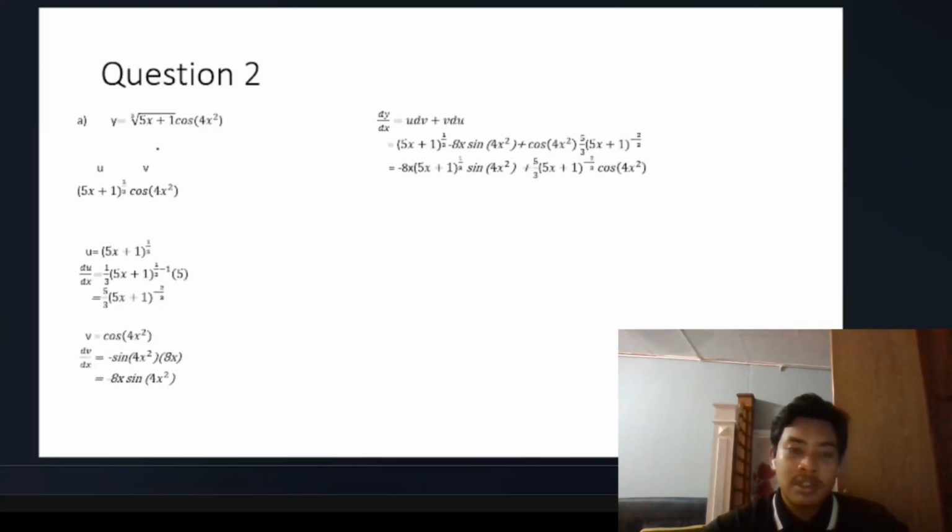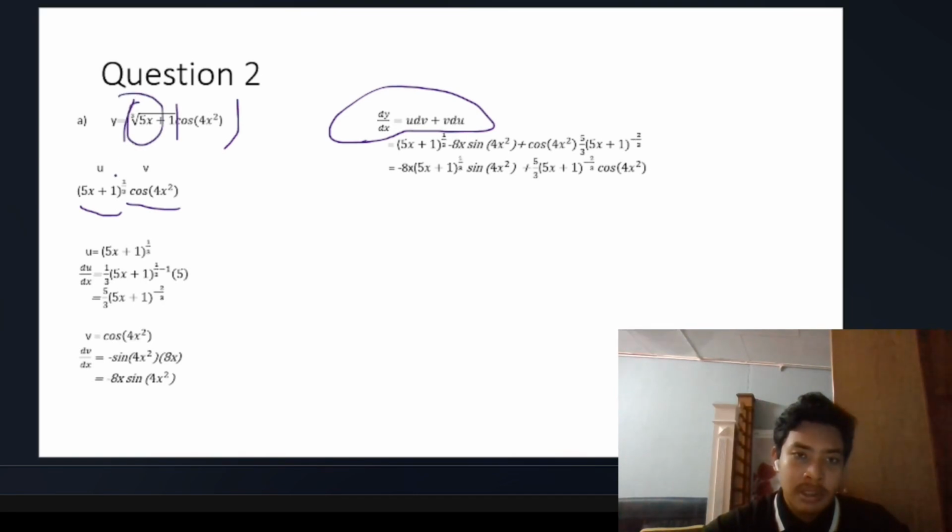Okay, to the first question. First of all, we need to clarify which is u and which is v, and we need to know what rule we will be using. And because it was timed against each other, which means we will be using the product rule, and the formula for product rule is dy over dx equal to u dv plus v du. And don't forget, d is cube, so we need to turn it into the power.